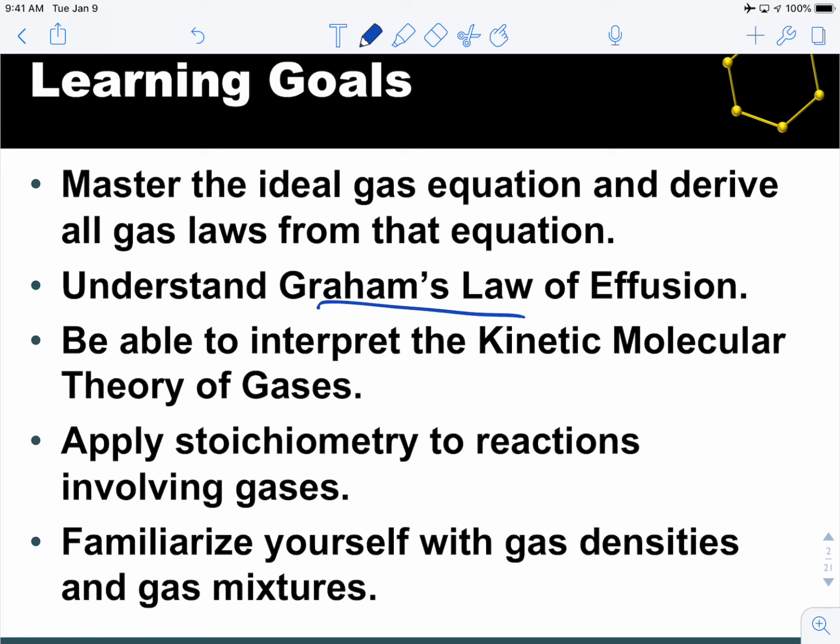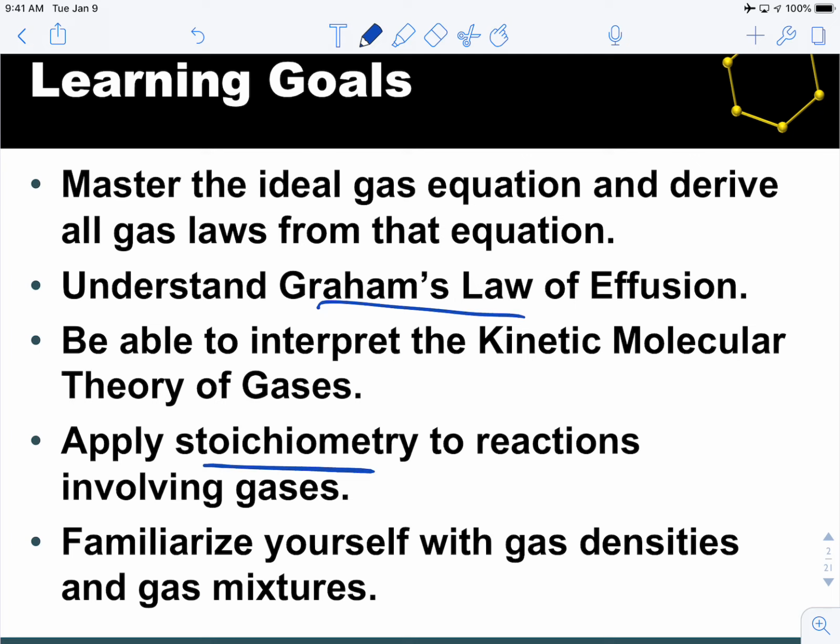Understand from a conceptual basis what the kinetic molecular theory of gases is. We'll do some stoichiometry, and that'll really be the same thing you've always done, with mass of A to moles of A, moles of A to moles of B. The only difference is you might be asked to calculate the volume of a gas produced. And if that's the case, once you get the moles of gas, you just use the ideal gas equation to get its volume.